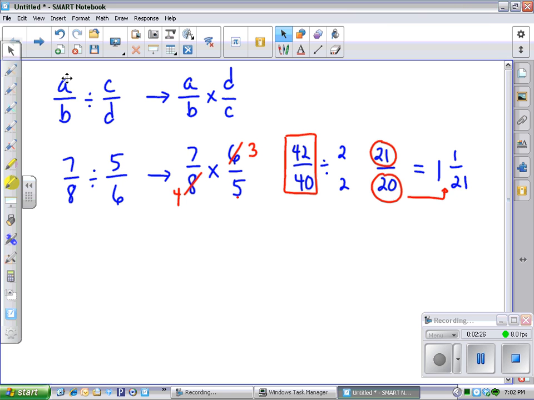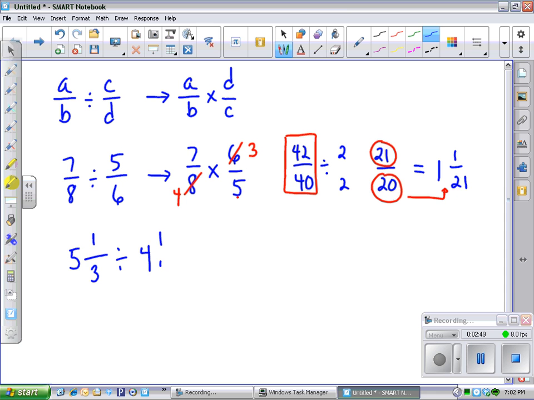Now, if you're given mixed numbers, you're going to want to change them to improper fractions and then do just what we did. So if we have 5 and 1/3 divided by 4 and 1/5.